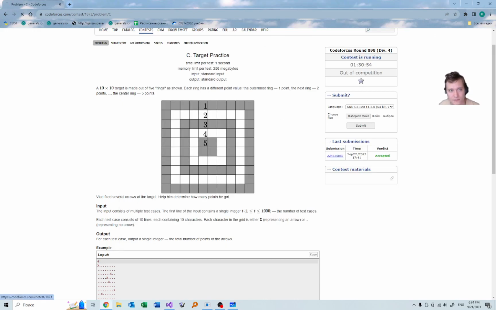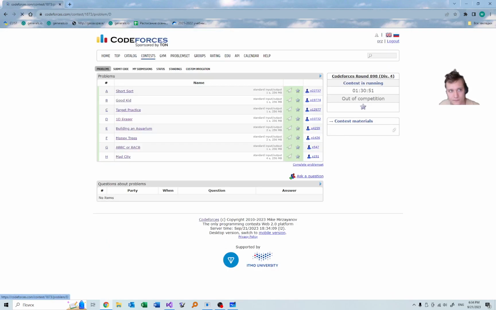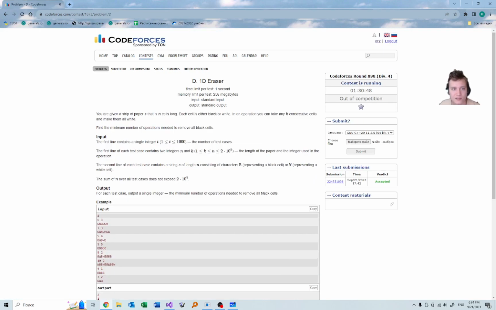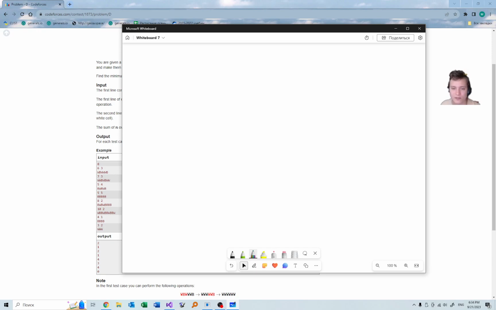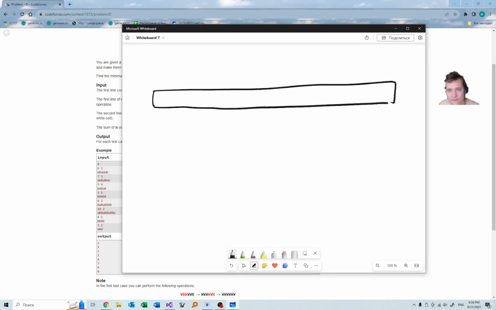Let's continue. Problem D. You're given a strip of paper S that is n cells long. You can take any k consecutive cells and make them all white. Okay, this is a greedy problem. What I want to say is that if you have some string, you're choosing where we will apply the first operation of erasing. And what I want to say is you put it rightmost. You want to destroy the leftmost B, and you choose the rightmost position which achieves this.